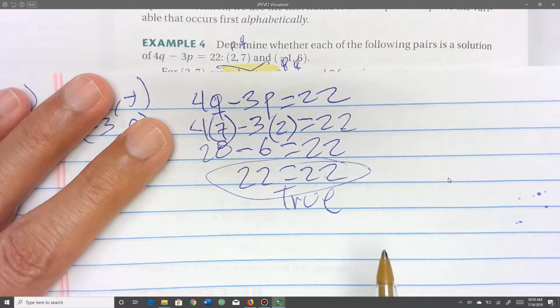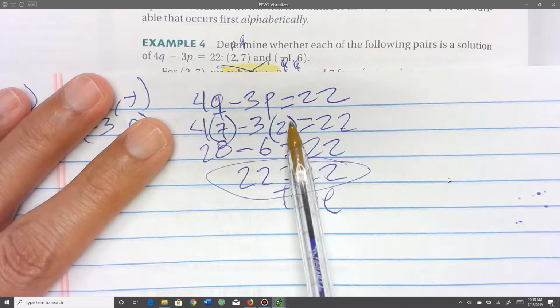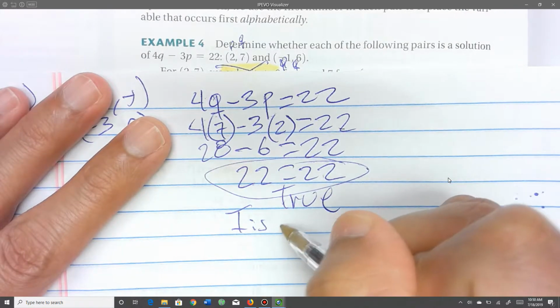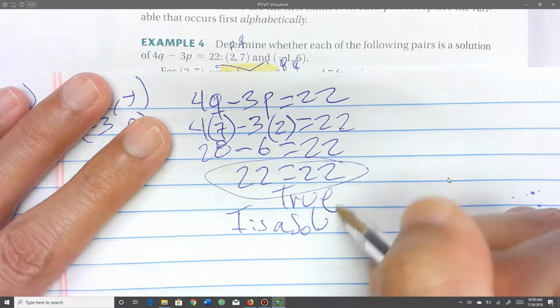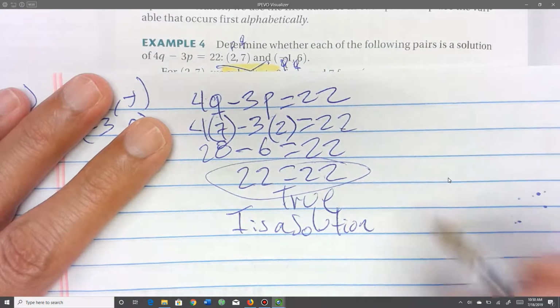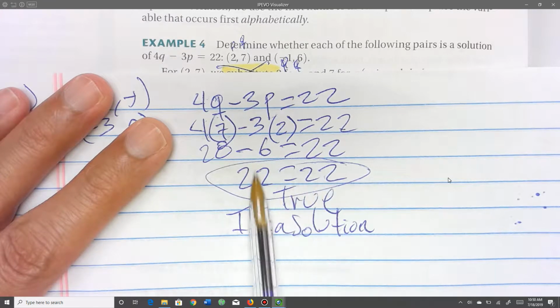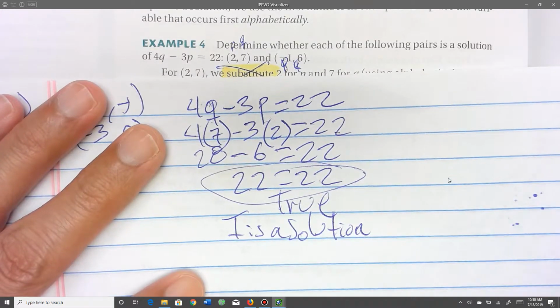So this ordered pair is a solution of this equation, because it made the statement true. All right, let's try the other one.